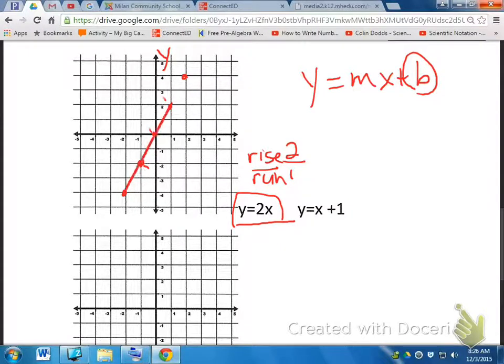And when you do these lines, remember, you go as far as you can through the graph. And you put the arrows on the ends. Okay, now let's do the other one. I'm going to do the other one in blue. So this one, where do I start on this one? The one in blue. Where's the y-intercept? 1. So I put my point right here on 1.